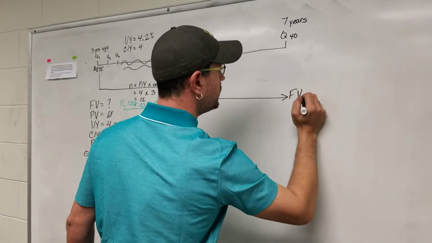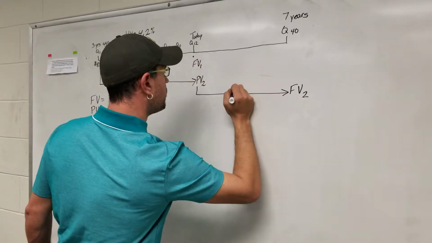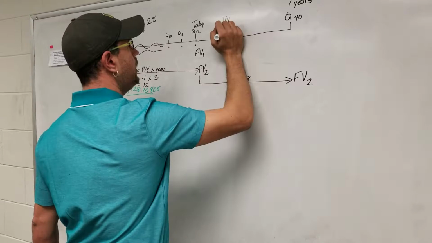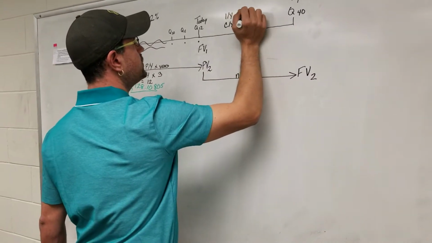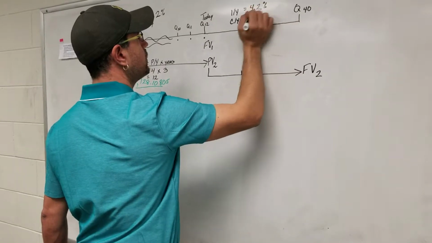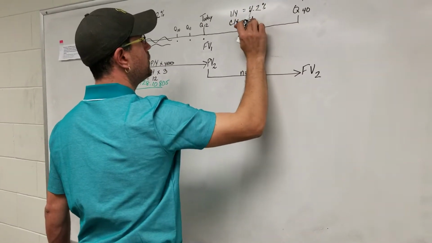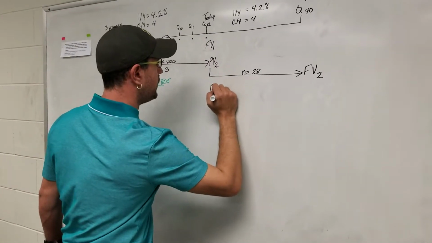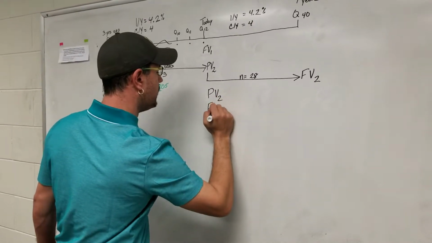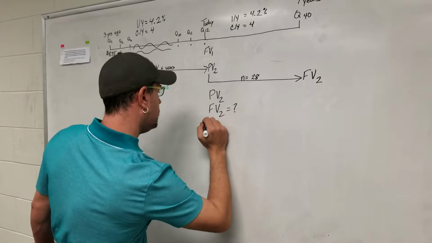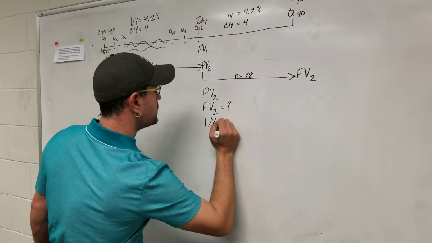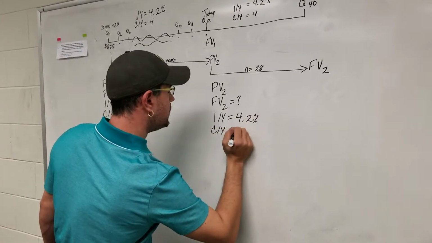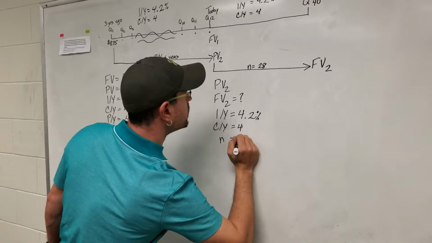Would be future value 2. The number of compounding periods in this case would be 28. The IY and CY stay the same. Our new list is now our present value 2. Future value 2 is still unknown. IY is the same. CY is the same. And N is now 28.